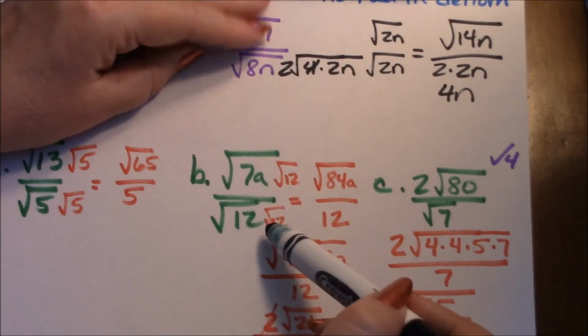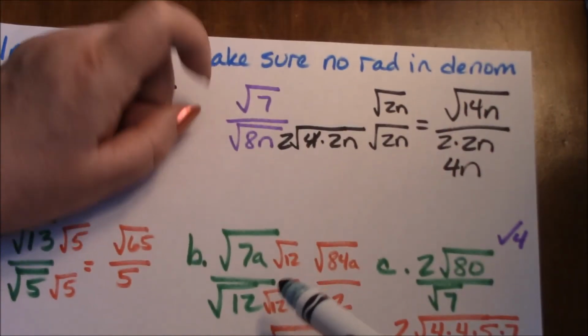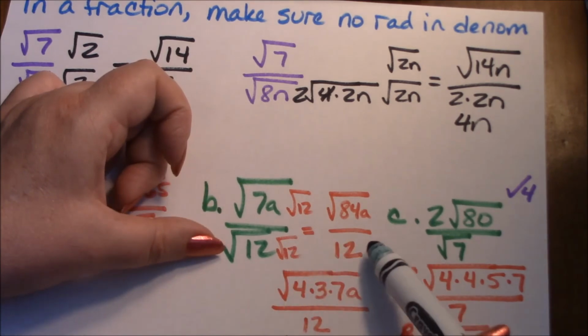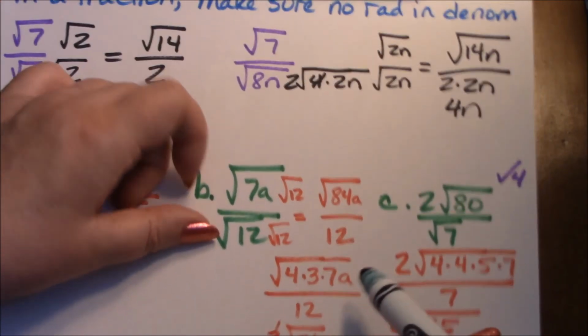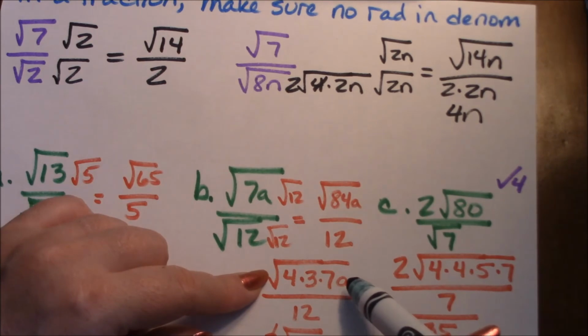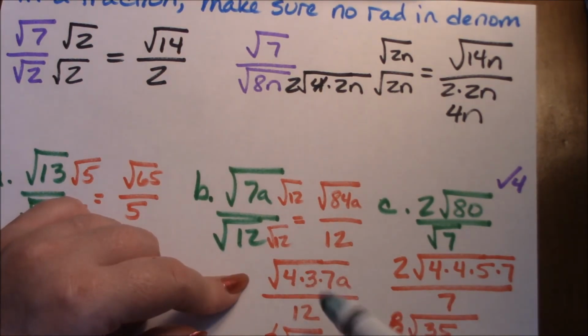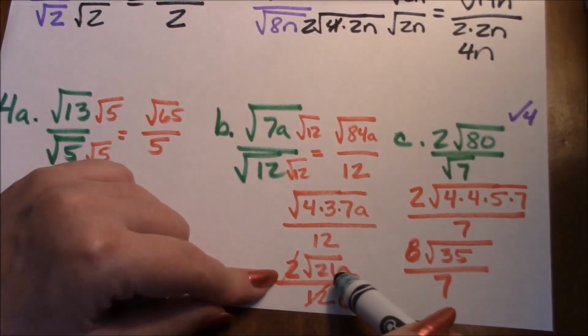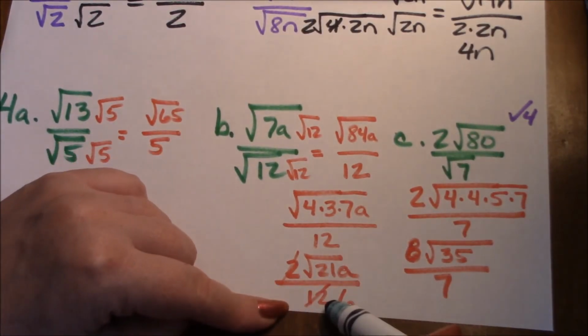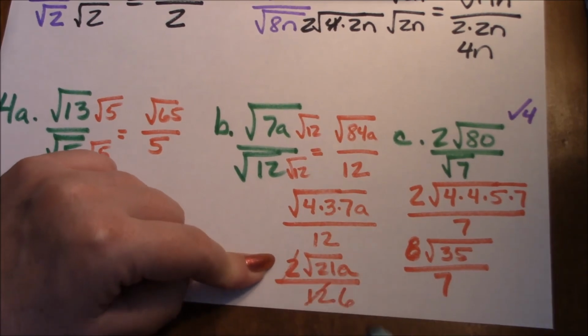For b, I wanted to show you the difference between reducing at the front and reducing at the back. Here, I just went ahead and multiplied top and bottom by root 12. And I got 12 on the bottom, but the top is a great big number that I had to factor out. So I did have to factor out that 4 eventually. So when I factored out the 4, that gave me 2 times root 21a over 12. And then the 2 and the 12, I could cross cancel, so I end up with root 21a over 6 when I'm done.